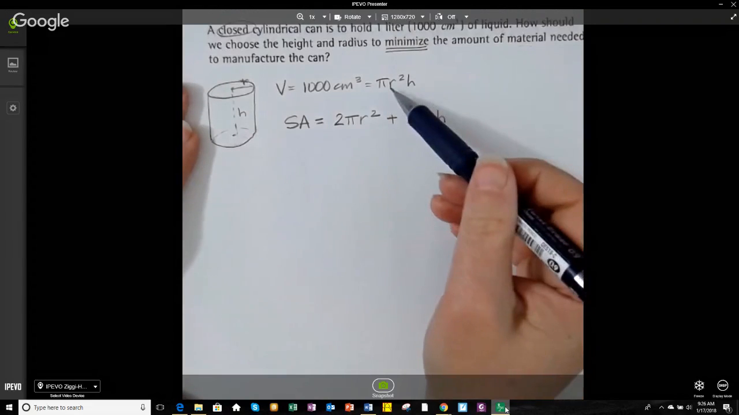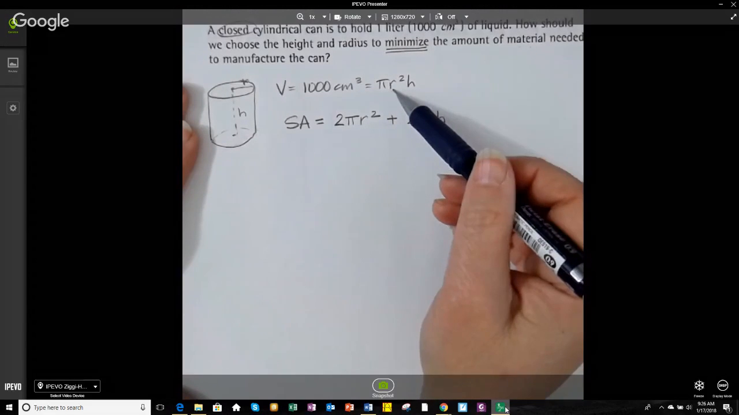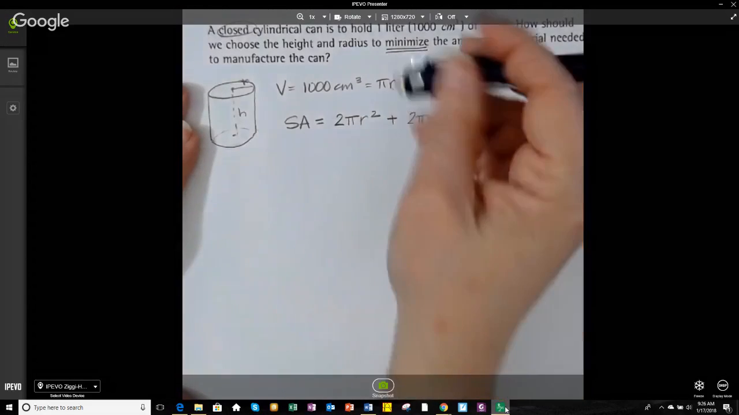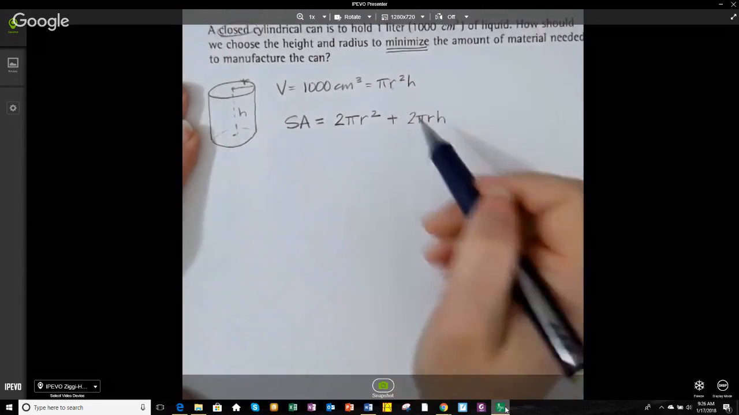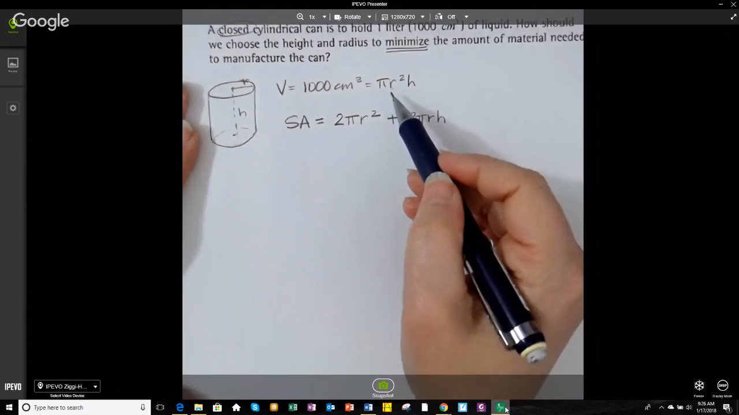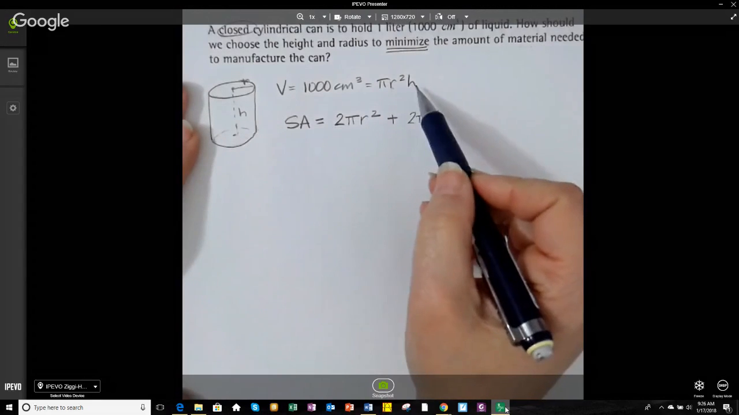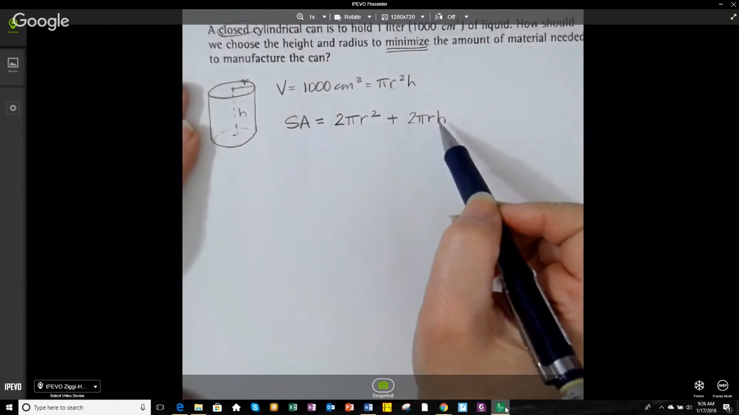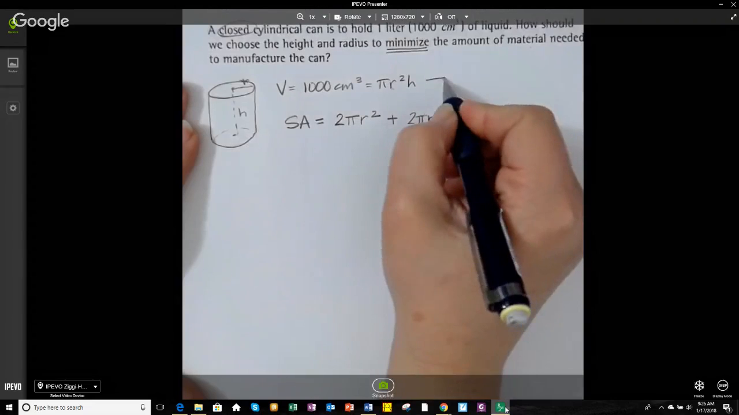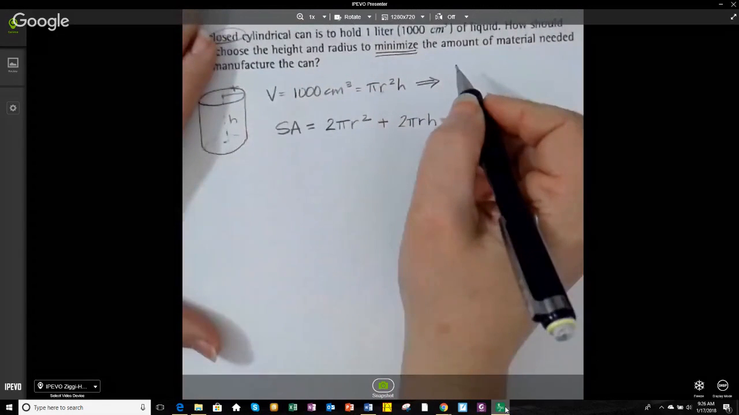We could solve this for r. If we solve this for r, it's going to require square roots, which will be uncomfortable. Then we'd have to have a square root in this equation. We could do that if we wanted to, but I think that's harder. Or we could solve this for h and plug it in one time for h here and not have to square it or anything. So I think we're going to take this equation right here and solve it for h.